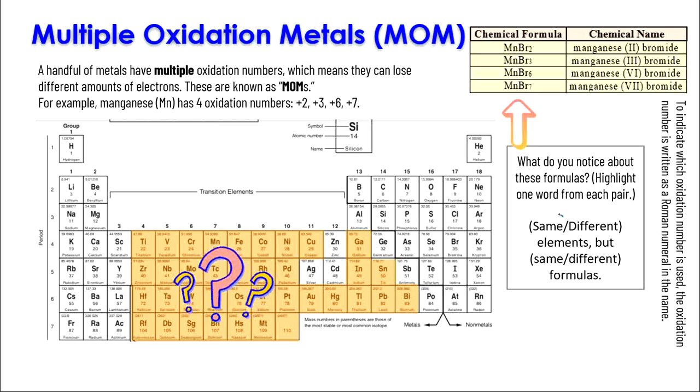So let's highlight same elements and different formulas. And again, it's because manganese is a MOM. It has multiple oxidation numbers. And in the name, you'll notice a Roman numeral here. The Roman numeral actually tells you the oxidation number of the metal. So you don't need to look at the periodic table to figure out where the element is located. If you see a Roman numeral, the Roman numeral tells you the oxidation number. So let's take a look at some examples.